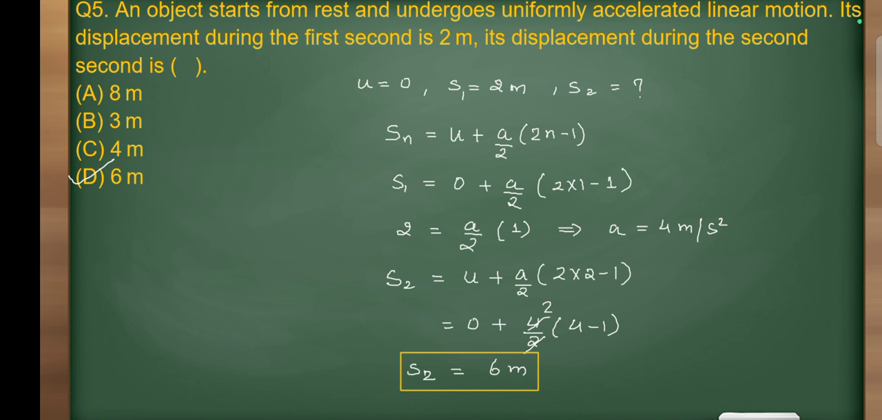Now we will calculate displacement in the second second and we will put n equal to 2. It will become u plus a by 2 into (2 into 2 minus 1). So we will get s2 is equal to 6 meters. So option D is correct.